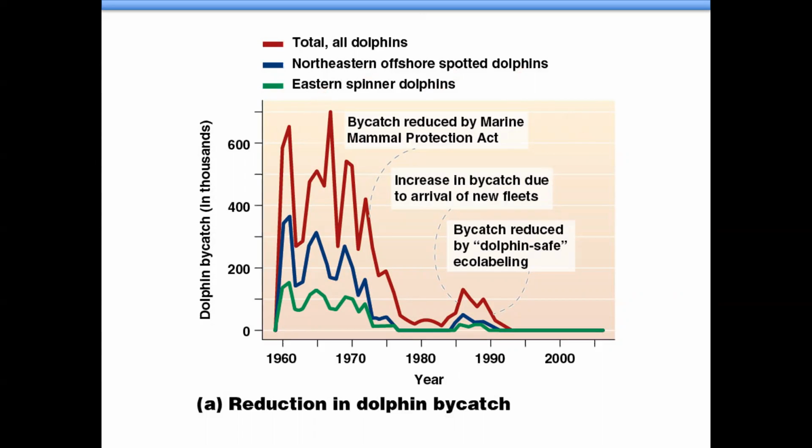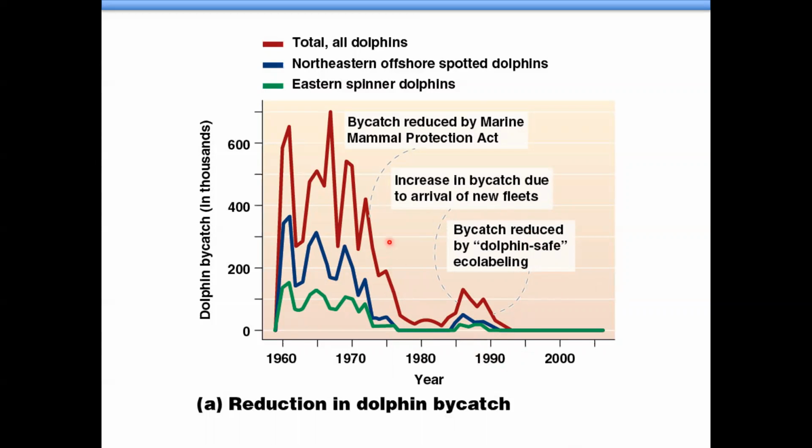And this put a lot of new restrictions on how fisheries were operated to try to avoid catching dolphins, other marine mammals, as much as possible. So since the Marine Mammal Protection Act was instated in the early 1970s, you could see we've drastically reduced the amount of dolphins that we have caught.